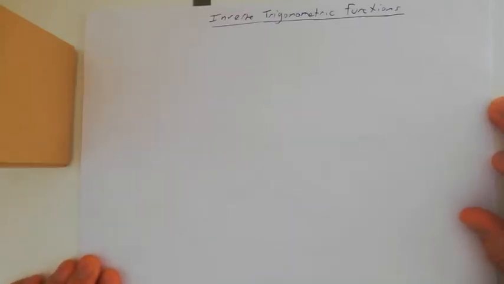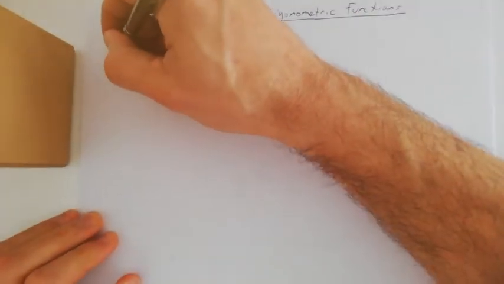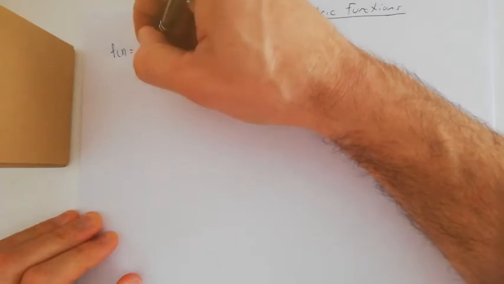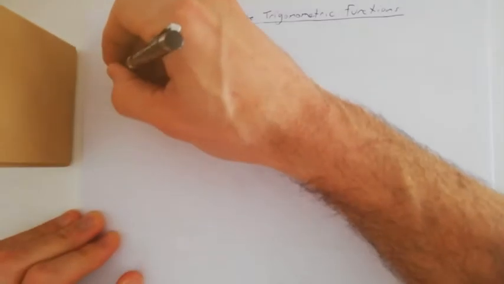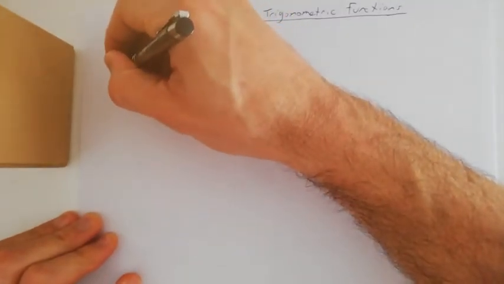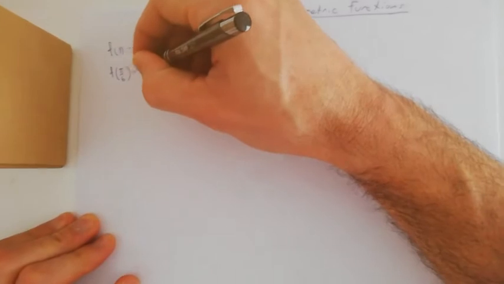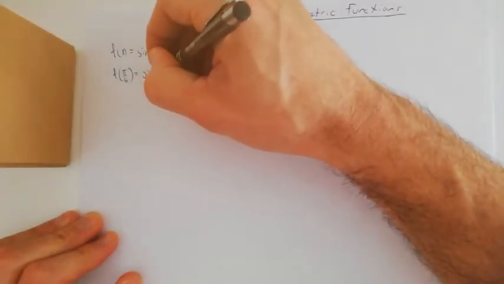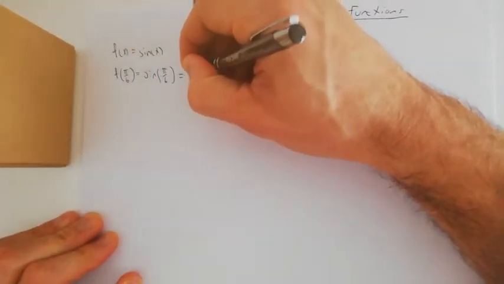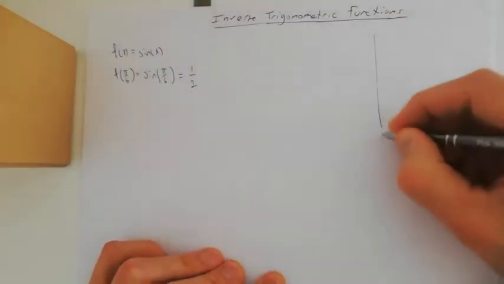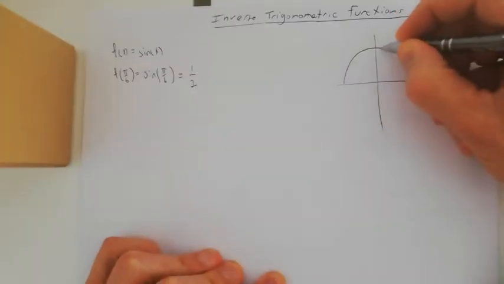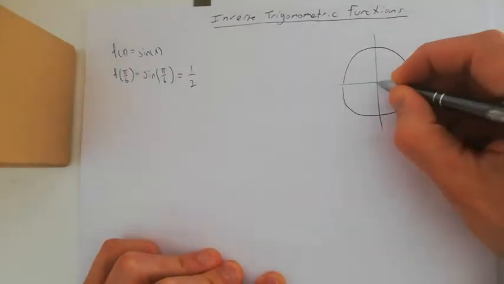Hello everyone, today's video is about the inverse trigonometric functions. So for example, if we have the function f of x equals sine of x, we know that f of pi over 6, for example, is sine of pi over 6 or 30 degrees, which is 1/2. I'll sketch here the unit circle just to help illustrate the idea.